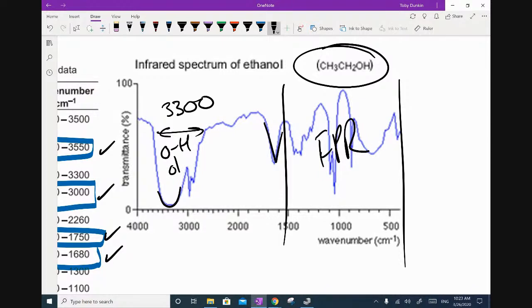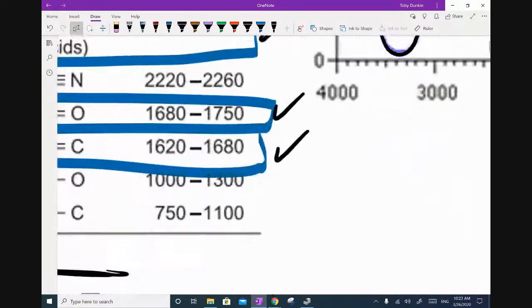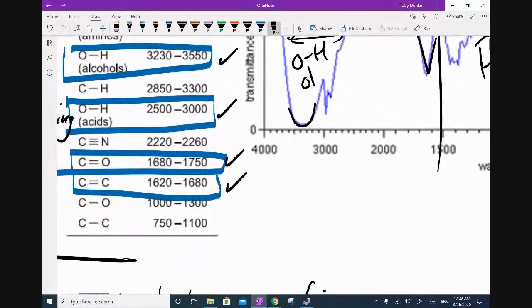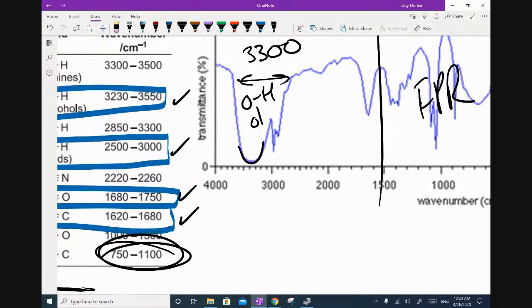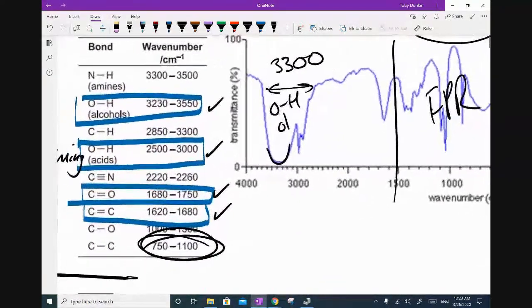I've also got a peak there that would suggest C double bond C, but it's not in this case. That's going to be the CC bond, I think. It'd be interesting to see if we can see the CC bond. Oh, no, yeah, there you go. CC bond. No, it's in the fingerprint region. So it's not that.